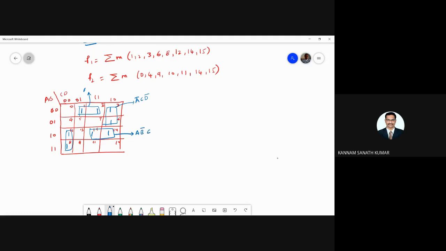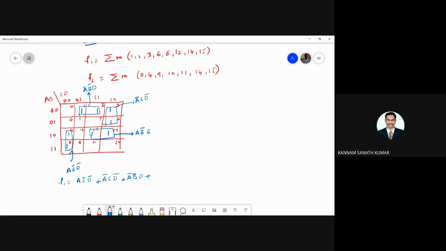And this one A bar, B bar, and which is common? D. And here, which one is common? A, and next C bar, D bar. So what is the function F1? F1 equal to A C bar D bar plus A bar C D bar plus A bar B bar D, plus AB plus, I think, 1011.